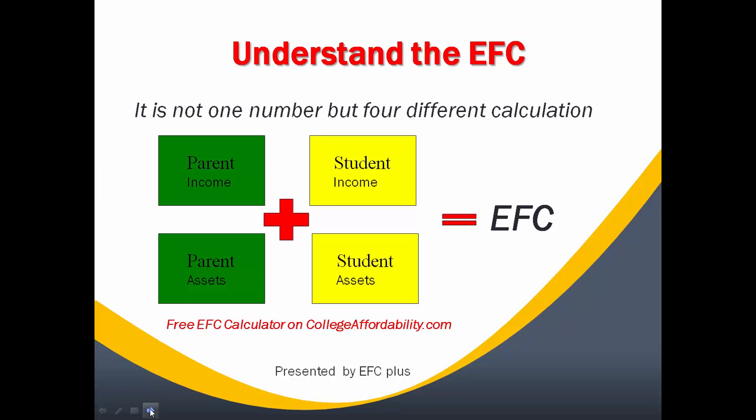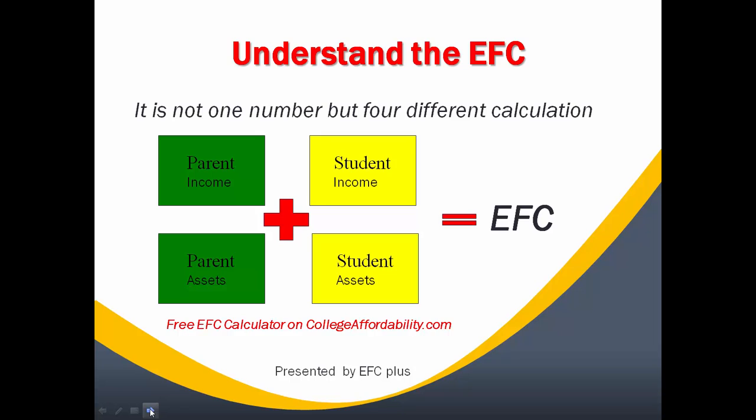So as I said, there's four major quadrants or four major separate calculations that come together to be one number that we call the EFC. And just remember that if you have a school that's using an institutional methodology or the CSS profile, this will be different school by school, where the federal methodology or the FAFSA methodology is the same number at every school. So there's parents' income, parents' assets, child's income, child's assets. And the biggest difference there is based on the family size and a few other categories.